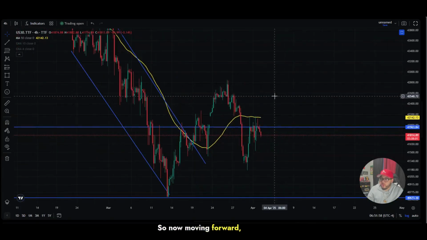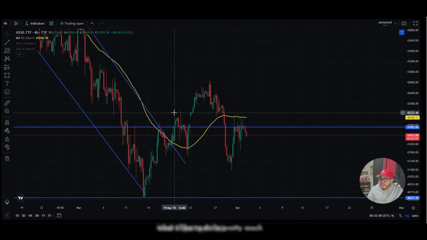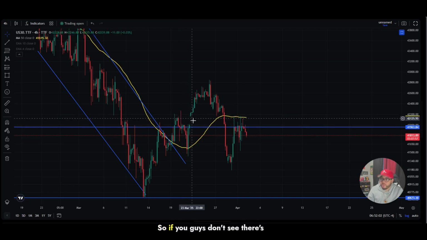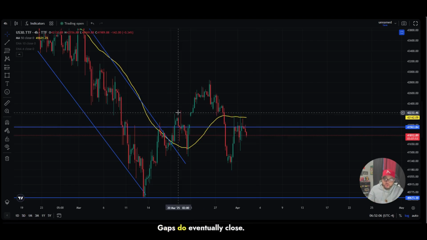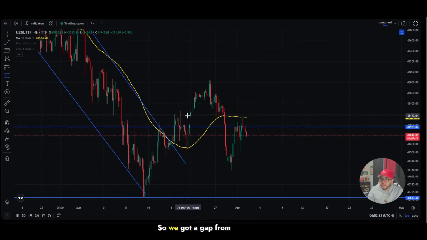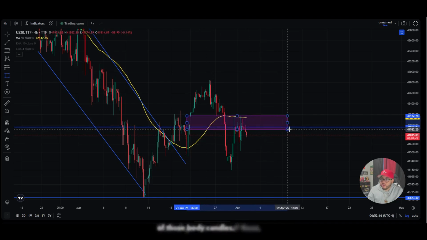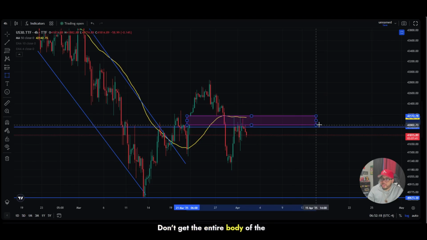So now moving forward, what I like to do is get that gap right here. If you guys don't see, there's a huge gap right here. Gaps do eventually close. You just never really know when, right? So what I like to do is mark off the gap. We got a gap from here to down here, getting the wicks of those body candles. Don't get the entire body of the candle, because then that becomes a fair value gap instead of just a regular gap, right? And that's a lesson for a whole different day. Look up videos on fair value gaps.